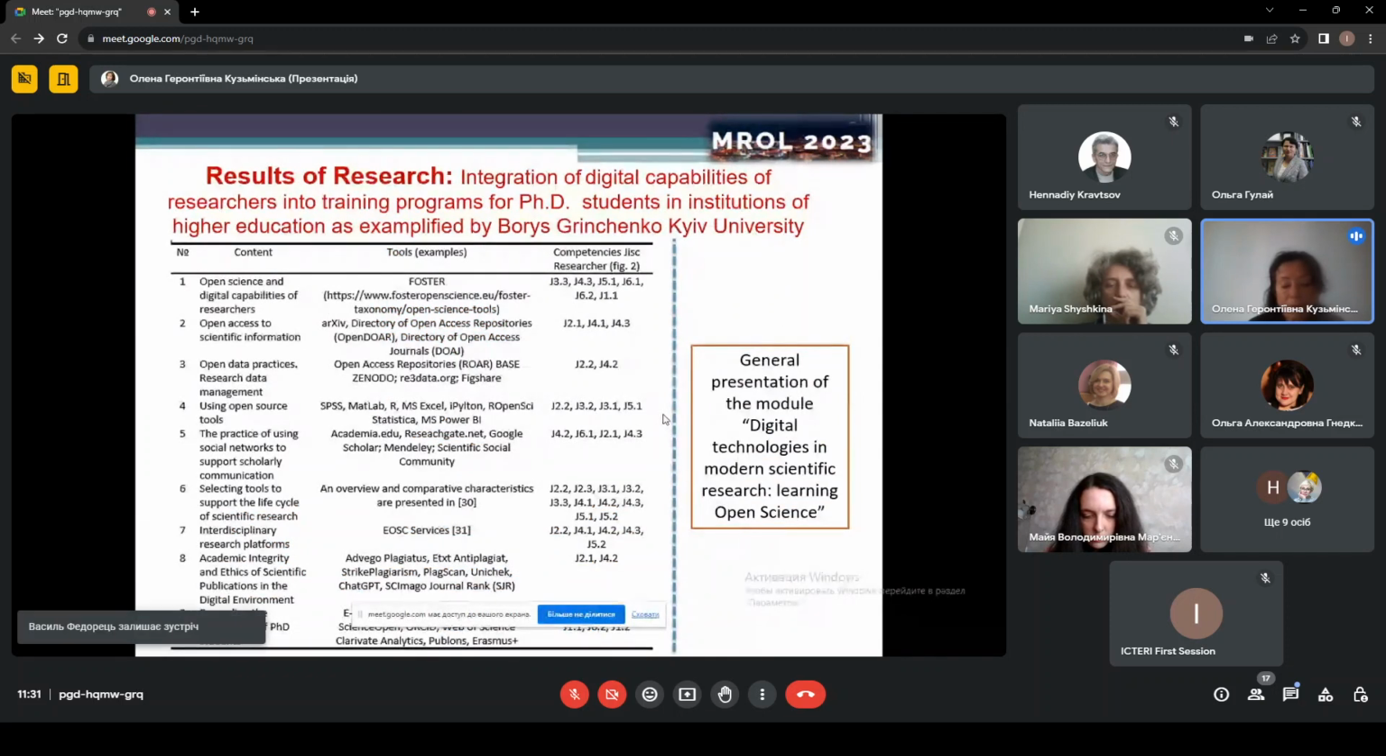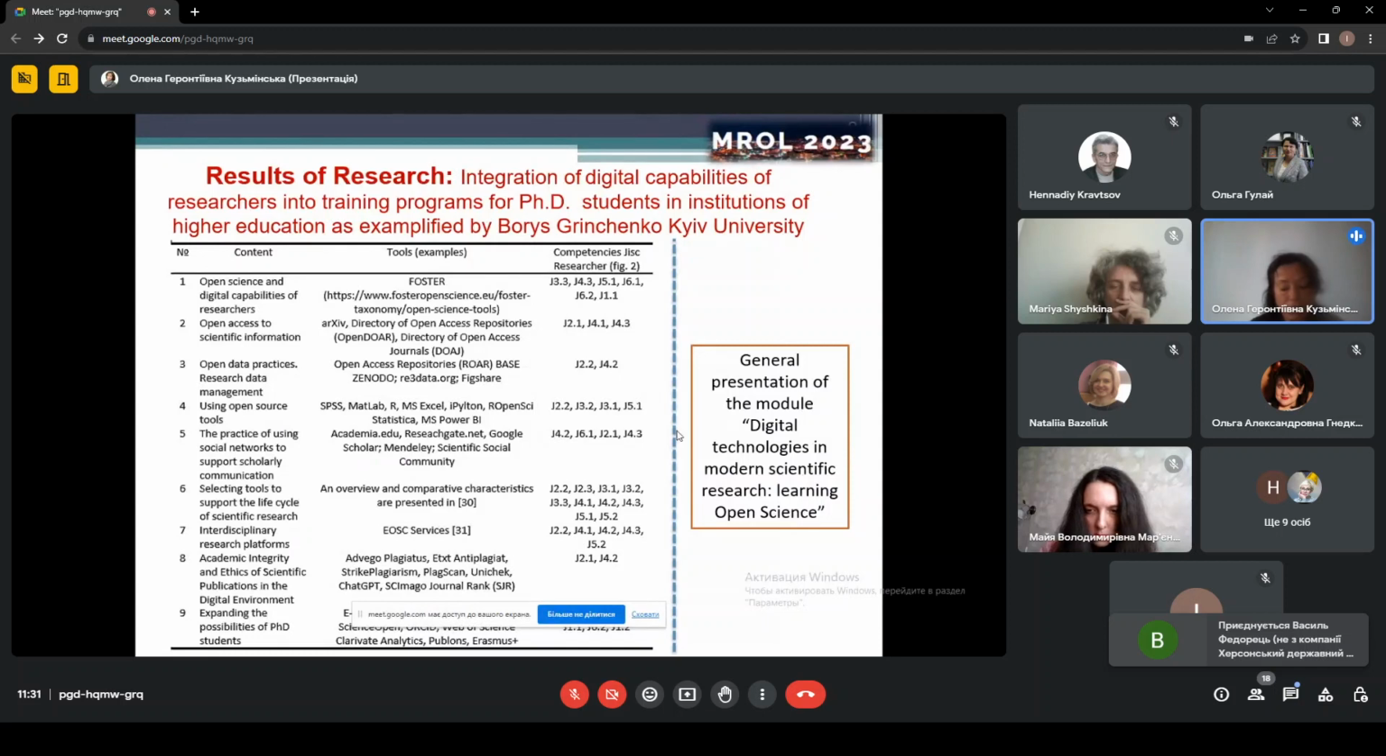Taking the experience of integrating digital competencies in higher education curricula as a basis, we carried out a comparative analysis of educational programs for PhD students in Ukrainian institutions of higher education in general and Boris Grinchenko Kyiv University in particular. As a result, we should note that the digital capabilities of future doctors of philosophy are purposefully formed by teaching the mandatory subject Scientific Research Studies.